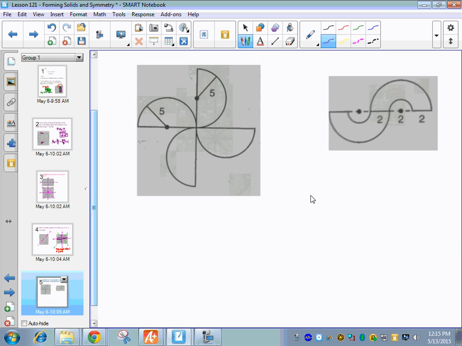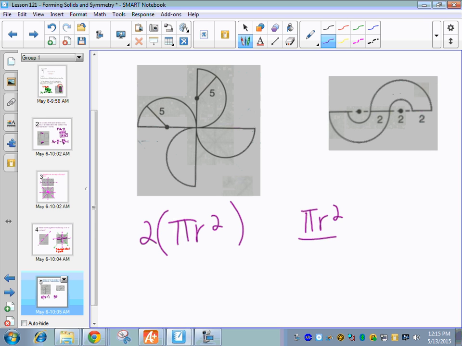Ayla? You could do 2 circles, right? Because if I put this circle right next to this one, it'd be one whole circle. And if I put this circle right next to this one, it would be one whole circle. So I would just do pi r squared and multiply my answer by 2. What's another way to do it? What if I did 1/2 circle? So I found the area of 1. Then what would we multiply by? Morgan? Yeah. Then you'd multiply by 4 because there's 4 of them.